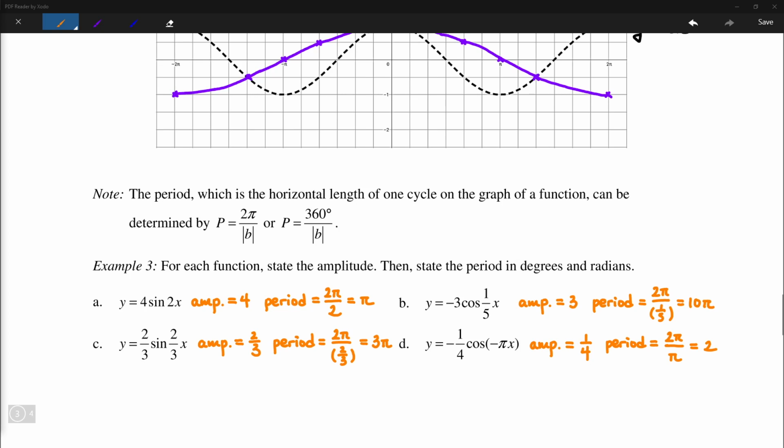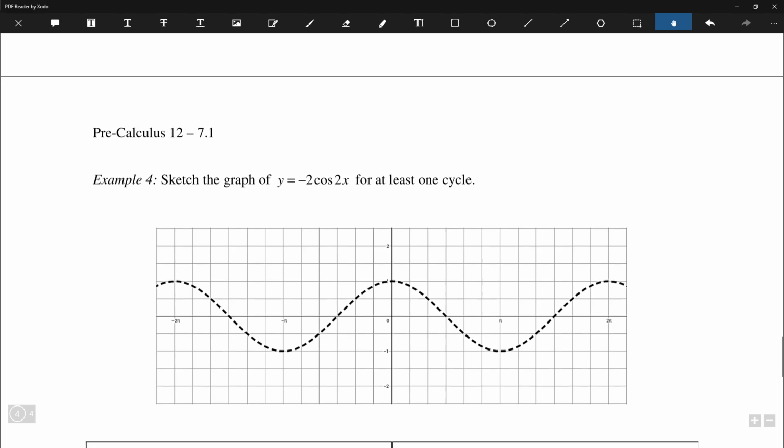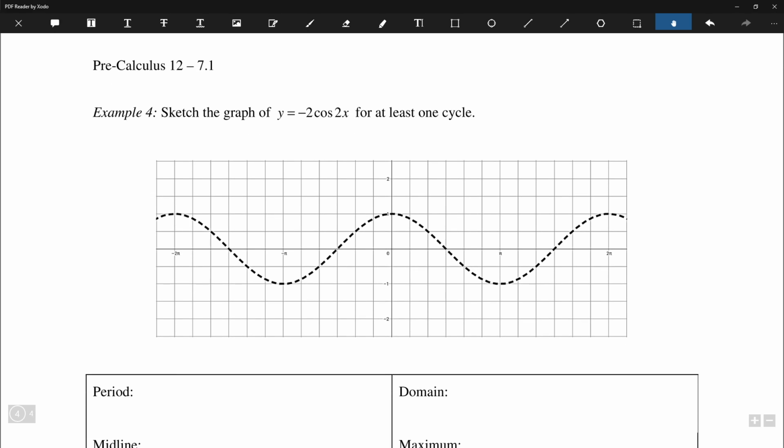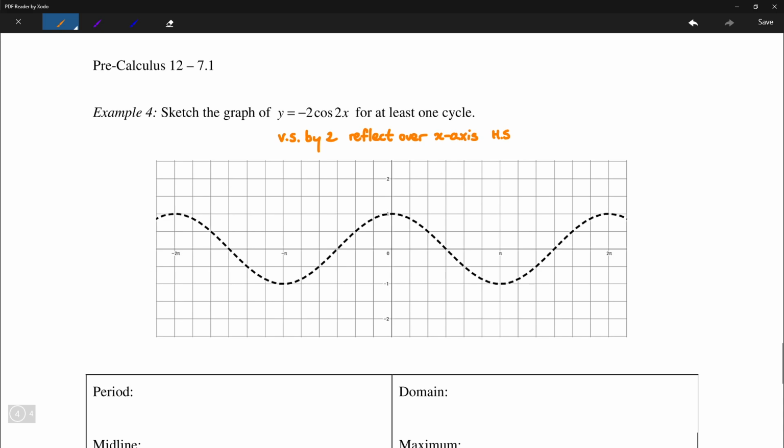So we'll look at one more example where we combine a change in the amplitude and in the period. And so we can think about this as though they are just transformations for now. So we have a vertical stretch by 2, a reflection over the x-axis, and then a horizontal stretch by 1/2.